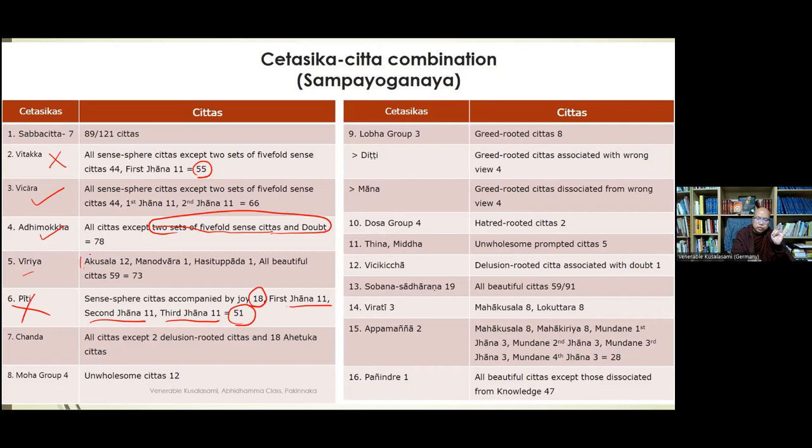So here, the 12 unwholesome consciousness. Even in the 12 unwholesome consciousness, you have 3 feelings: somanasa, domanasa, and upekkha. So it's very easy to see. All the others you can also find very easily. Here in Chanda as well, all consciousness except 2 delusion-rooted consciousness and 18 ahetuka consciousness. So here also 3 feelings.